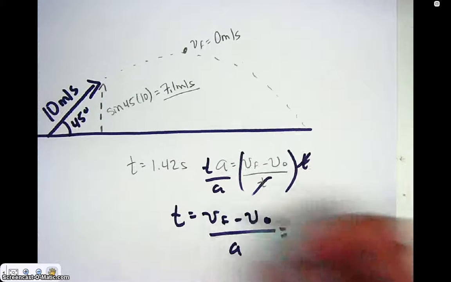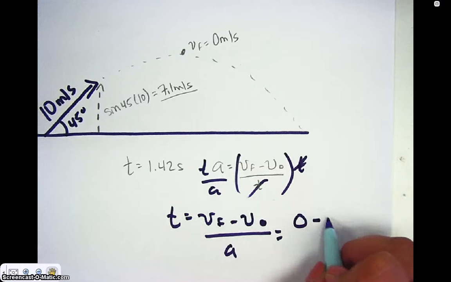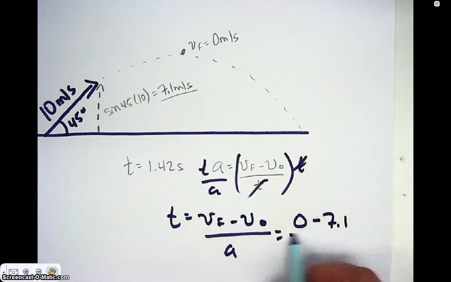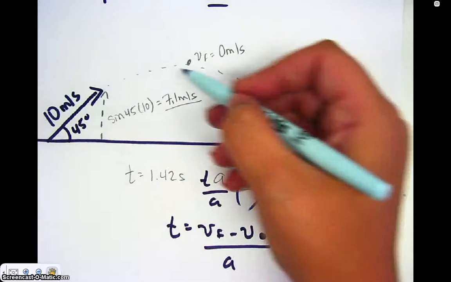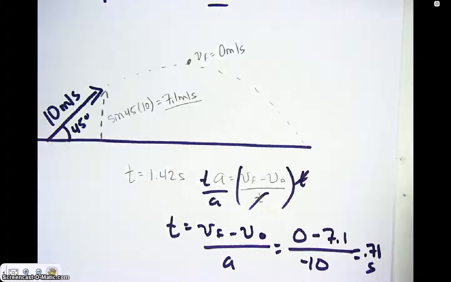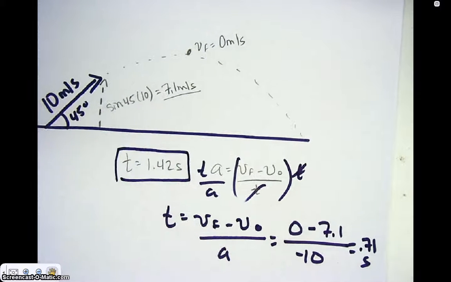Or saying that my 0 meters per second minus my 7.1 meters per second all over a negative 10. That'll give me 0.71 seconds. Well, that's the time to go up, and we want the time up and down, so that's where I get my 1.42 from, t total.